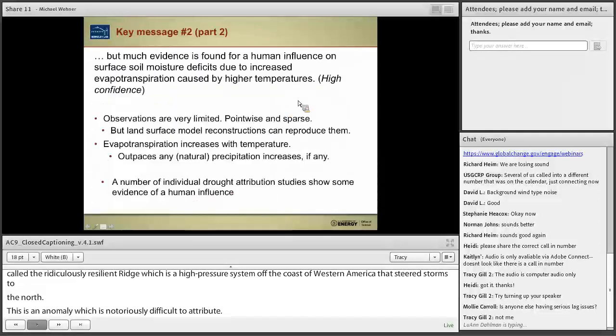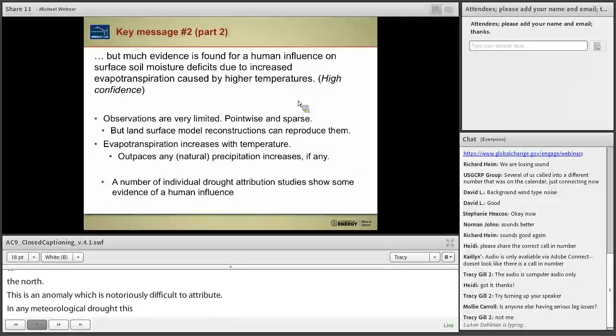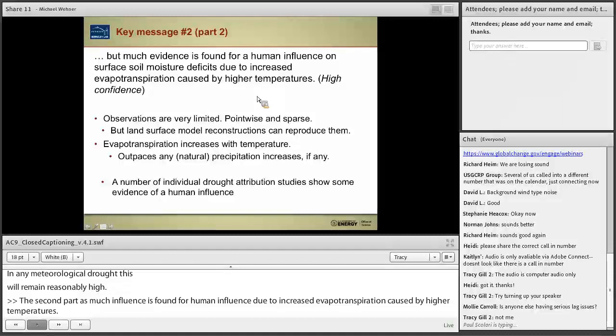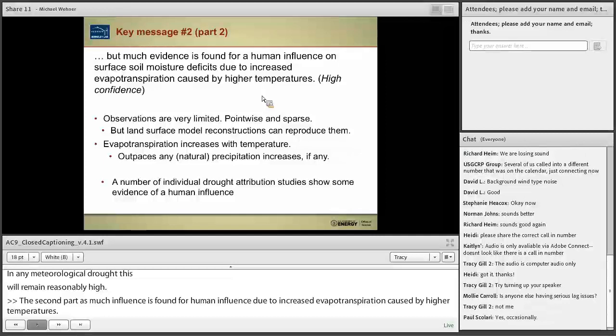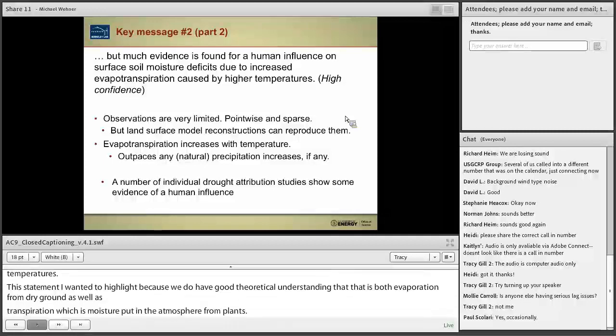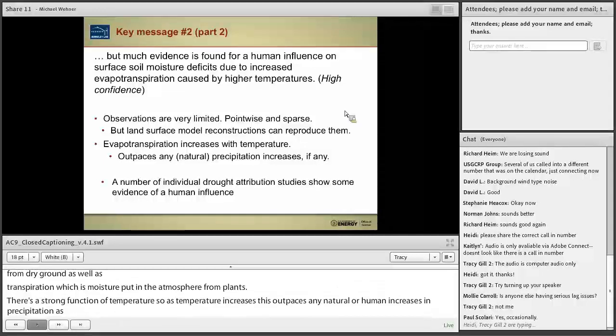Second part of this key message is, much evidence is found for human influence on surface soil moisture deficits due to increased evapotranspiration caused by higher temperatures. And this statement I wanted to highlight because we do have good theoretical understanding that evapotranspiration, that's both the evaporation from just dry ground, as well as transpiration, which is moisture put in the atmosphere from plants, is a strong function of temperature. And so as temperature increases, evapotranspiration increases, and this outpaces any natural or even human increases in precipitation as the temperature warms. And so when we started looking at agricultural drought, there are a number of individual drought attribution studies that do show some evidence of human influence.